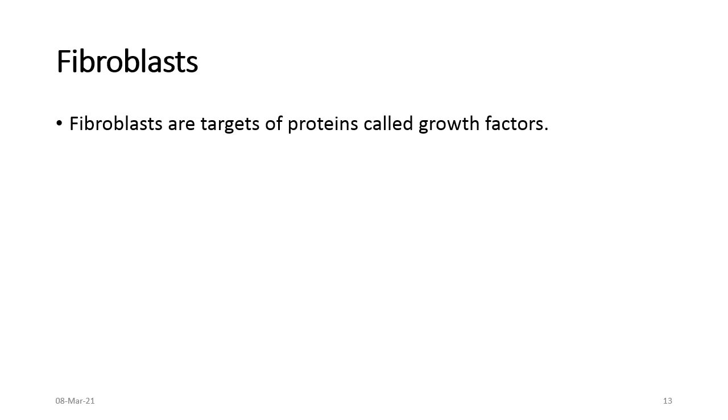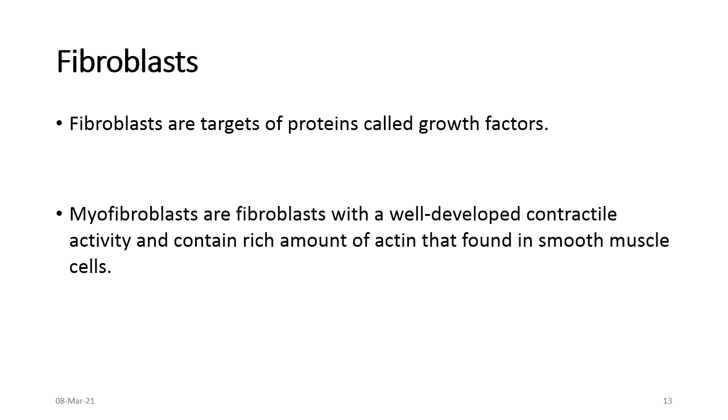The fibroblasts are the targets of proteins called growth factors, and there are types of fibroblasts called myofibroblasts, and they are fibroblasts with well-developed contractile activity because they have a rich amount of actin, similar to that found in smooth muscle cells. Contractile activity contracts, and because of that it's called myo. Myo refers to muscle, fibroblast. So because of that it's called myofibroblast.